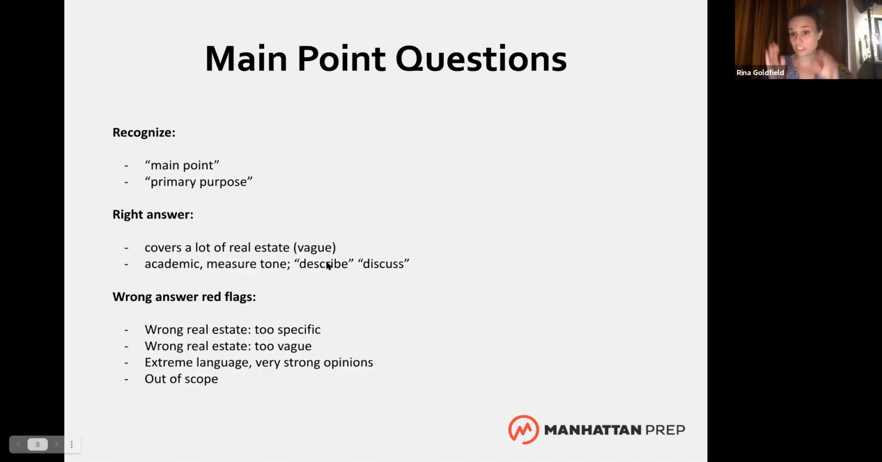So main point questions overall, this is what I want you to be thinking about every time you see a main point question, especially if you weren't quite sure about this passage. We're going to recognize them because language in the question stem itself will say things like main point or primary purpose. What does a right answer look like? Our right answer is going to cover a lot of real estate. A couple of you used this language of summary around choice C for the last one. And that's exactly right. So we want it to cover nice broad real estate, give a summary, and that means it often is vague in tone, right?